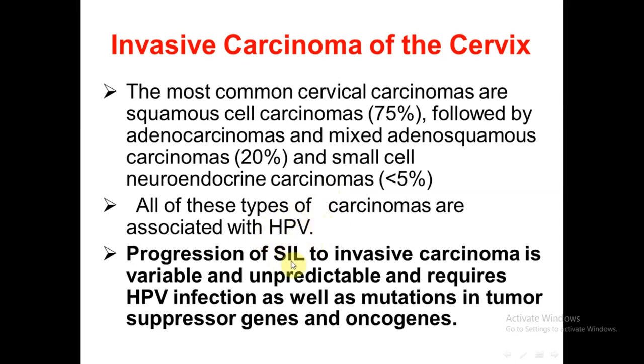Progression of squamous intraepithelial lesion to invasive carcinoma is variable and unpredictable and requires HPV infection as well as mutation in tumor suppressor genes and oncogenes. As we know, human papilloma virus causes mutation of the most important tumor suppressor genes, the P53 tumor suppressor gene, the RB gene, and other important regulatory genes. So development of carcinoma requires HPV infection. As we mentioned, it is a multi-step process. It begins with cervicitis caused by HPV, then progresses to L cell, H cell, and then invasive squamous cell carcinoma.